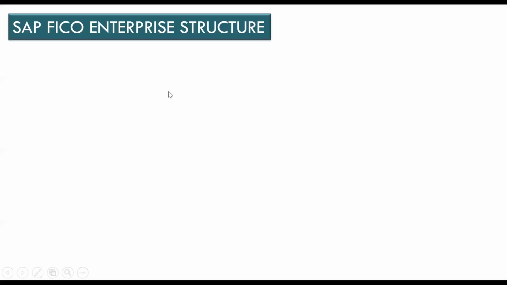Okay. So we'll discuss SAP FICO enterprise structure. See, enterprise structure means it is a structure of an organization. So every module in SAP has its own enterprise structure, like MM has its own enterprise structure, SD has its own enterprise structure. Likewise, FICO has its own enterprise structure.